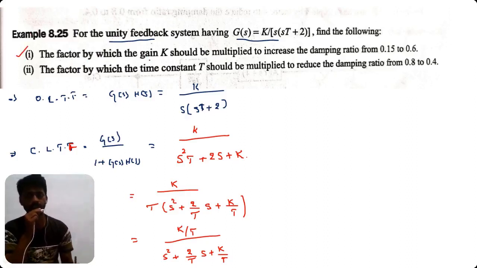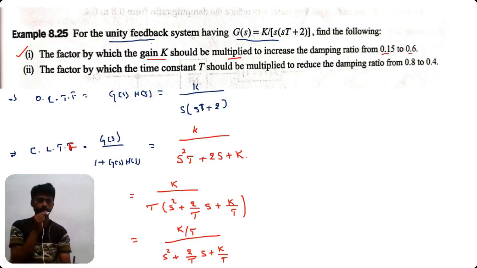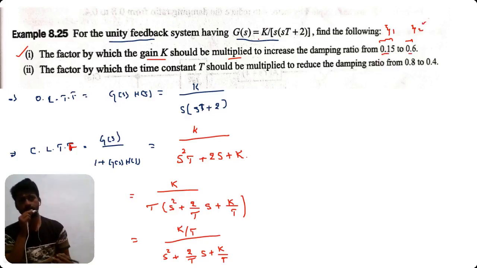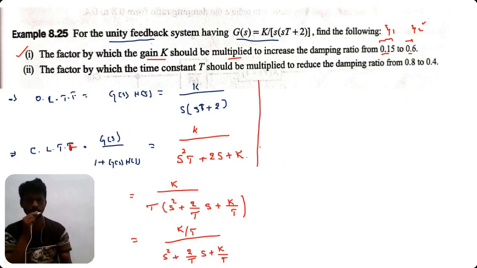Okay, so the first question: the factor by which gain should be multiplied to increase the damping ratio from 0.15 to 0.6. Here the damping ratio is increased from 0.15 to 0.6. Let this be zeta 1 and this be zeta 2. If you increase the zeta value from 0.15 to 0.6, then we have to find the modified value of K.